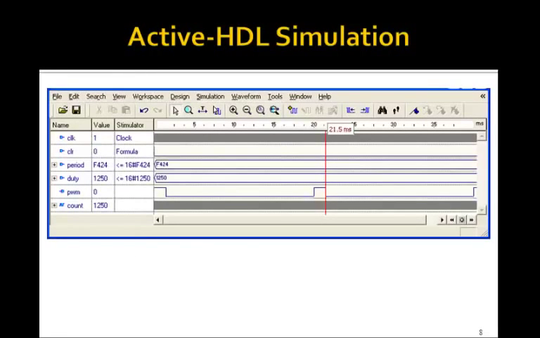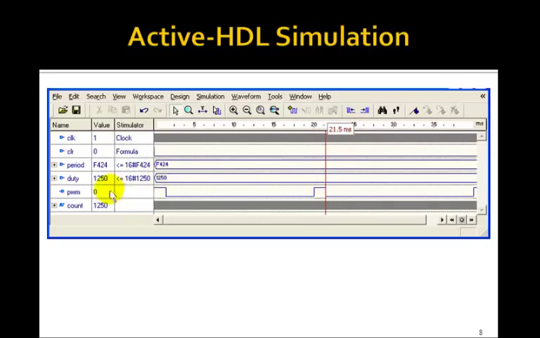So let's look at the simulation, and here we set the period to F424, which should give us exactly 20 milliseconds, and you see it does. Here's 20 milliseconds. We've got a millisecond scale. And we made the duty 1250. That should give us a 1.5 millisecond duty, and here we have it right here, you see. So this is 21.5. Here's 20. So in fact, the duty is high for exactly 1.5 milliseconds. So that would be the neutral position.